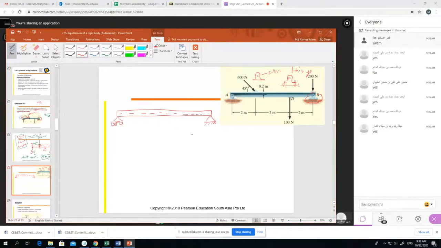Okay, now what forces do we have? We have a force of 100 Newton at point D, and each span is 2 meter distance. In the exam you need to draw freehand, right? You must draw freehand to show me how you're solving. Without a free body diagram you cannot solve. 2 meter. And one force is working here.